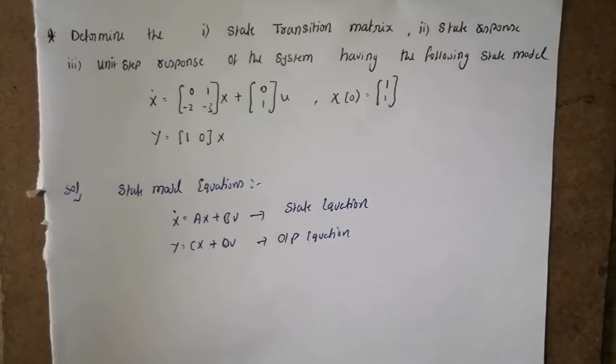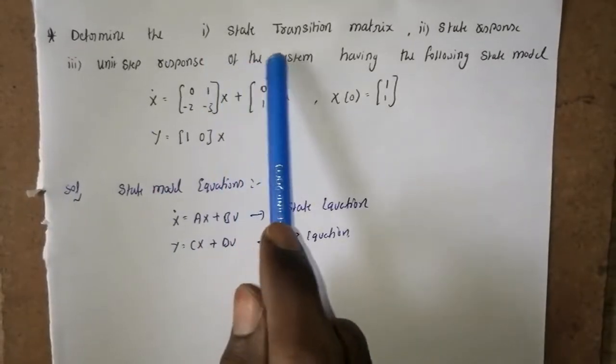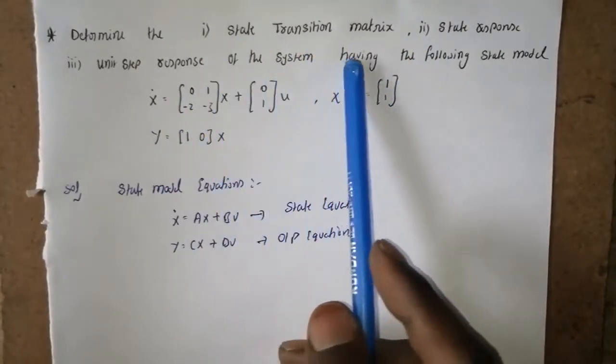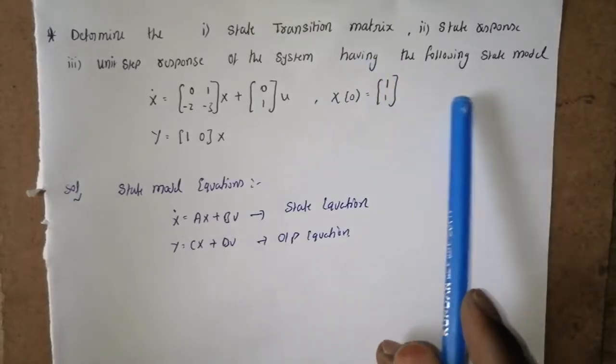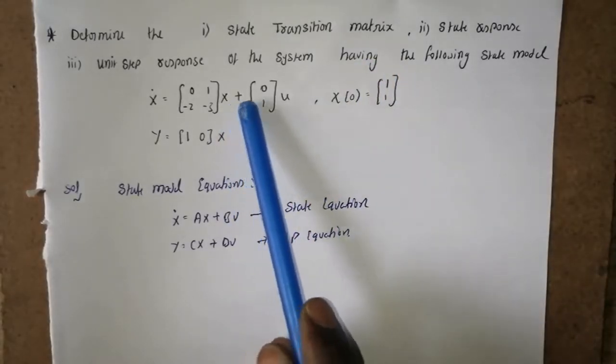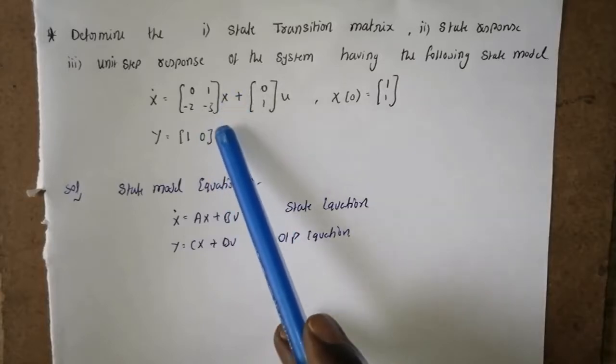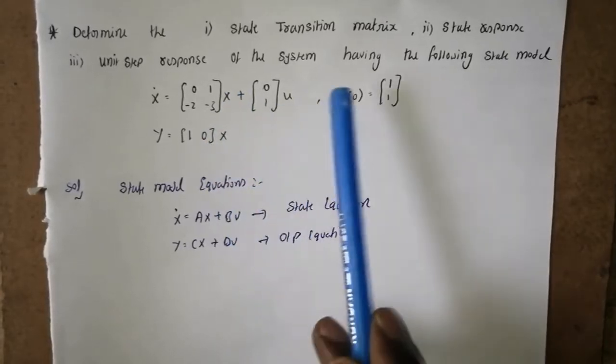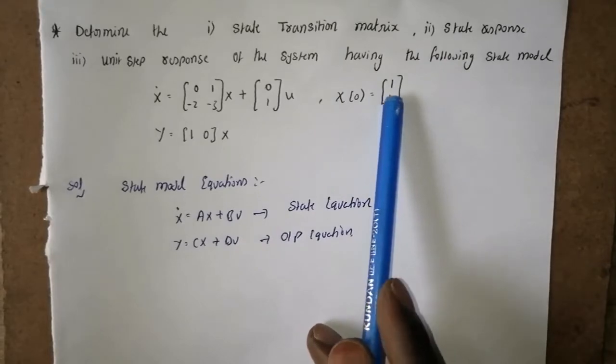Hi students, in this video I'm going to solve this given problem. The problem is: determine the state transition matrix, state response, and unit response of the system having the following state model equation. So this is the given equation. These two represent the state model equations: a state equation and an output equation, used for getting the response.